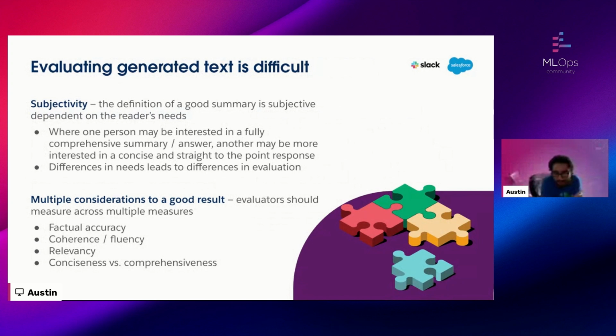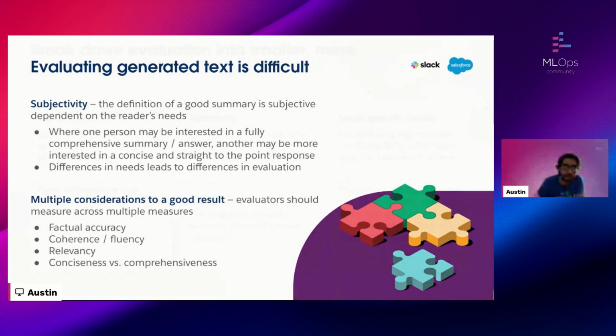Outside of this subjectivity, there are a lot of more objective measures that we should be evaluating on and that are needed to determine what is a good summary or a good question and answer response. For example, ensuring that your summary or response is actually accurate. It is coherent, like it has good language, it has a good flow, it's not making grammatical errors, or it's actually relevant to the initial user query. For example, in a question and answer, you want to ensure that your answer actually is responding to the user's underlying question.